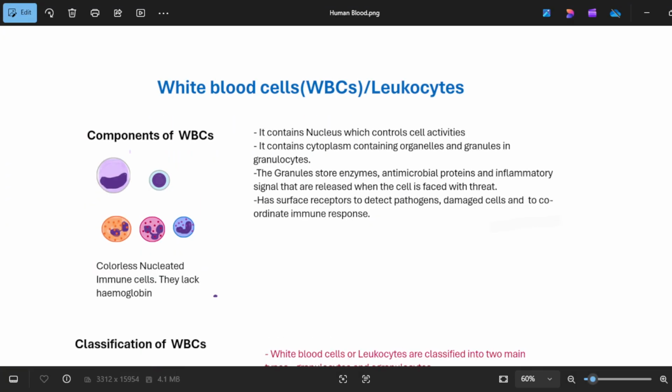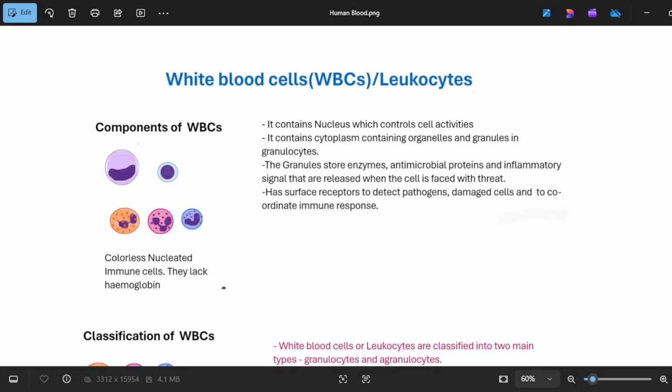Next we are going to talk about the white blood cells. White blood cells are also called leukocytes, and they have a nucleus and all other required organelles, like ribosomes and mitochondria. They also contain granules. Some of the white blood cells contain granules. You can see the small dots.